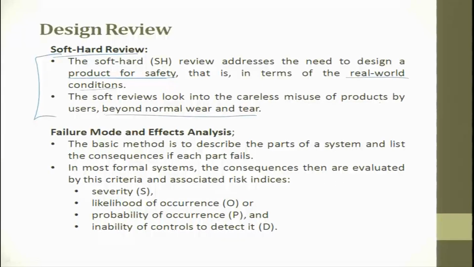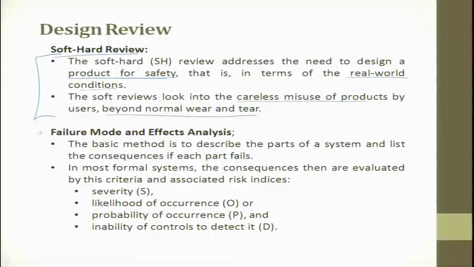Soft reviews look at the careless misuse of the product. Then there is another tool which is very effectively used, which is called FMEA, failure mode and effects analysis. This is used when the product is getting designed itself to evaluate what can be the possible failure of this particular product, and if this part fails in the entire product, what is that going to have on the complete performance of the product. So one failure here in the product, what is the performance decline? That's what they do. And the performance decline can be safety, can be efficiency, can be even look.